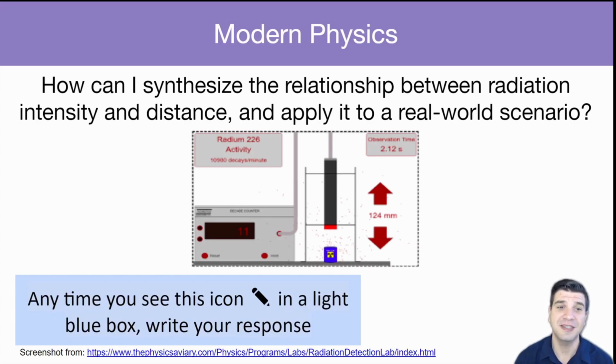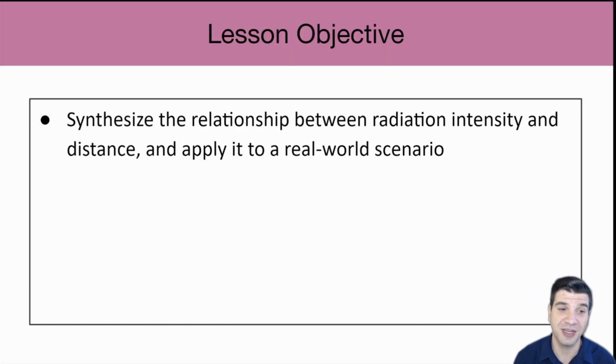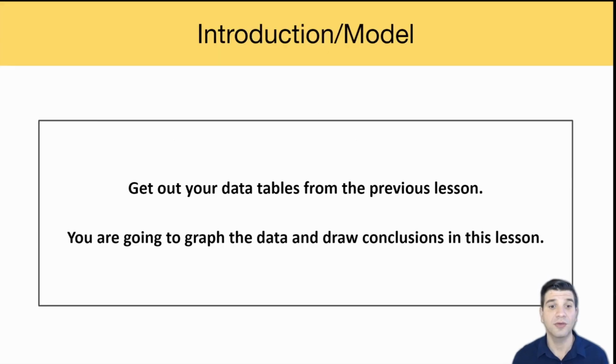Today's question is, how can I synthesize the relationship between radiation intensity and distance and apply it to a real-world scenario? So today we're going to be taking a look at the data that you collected in a previous lesson. Today's lesson objective, we're going to synthesize the relationship between radiation intensity and distance and apply it to a real-world scenario. So you're going to want to get out your data tables from the previous lesson. We're going to graph the data and draw a conclusion.